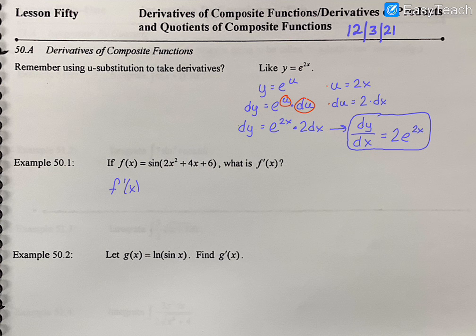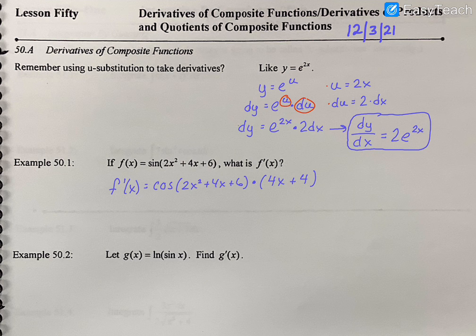So, f prime of x equals, and this is where I would ask, what is the derivative of sine of something? The derivative of sine of something is cosine of something. So in this case, cosine of 2x squared plus 4x plus 6 is my something. And then, of course, it's cosine of something times the derivative of something. So what is the derivative of 2x squared plus 4x plus 6? The derivative of 2x squared: multiply that 2 out front, subtract from the exponent, 4x, plus the derivative of 4x is 4, and the derivative of 6 is gone.